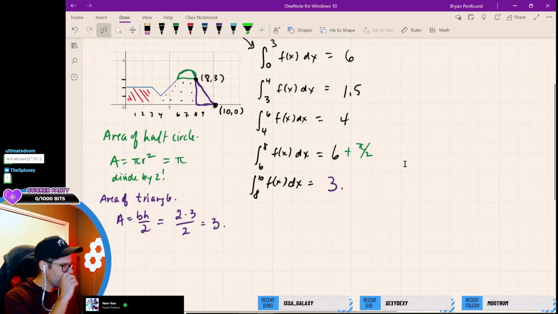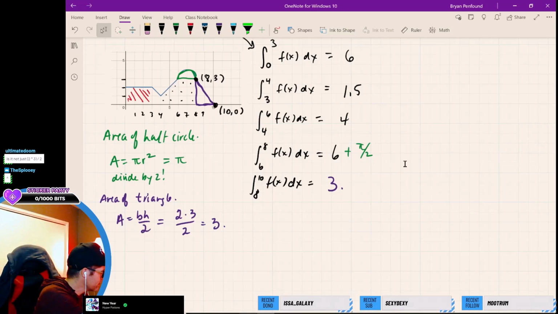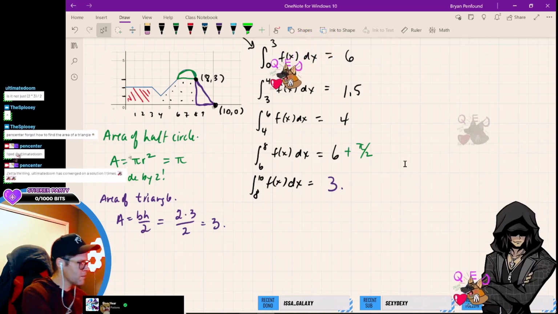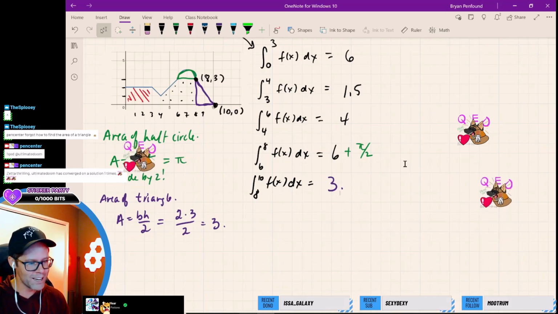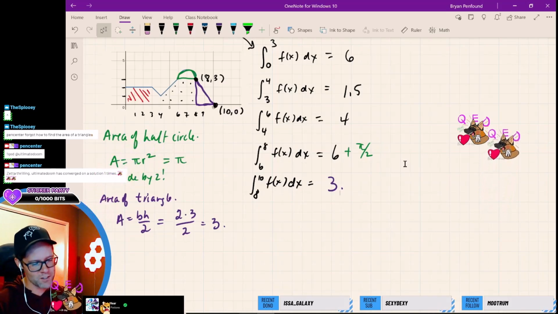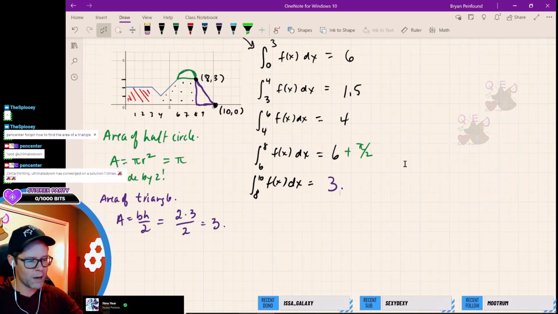Yeah, okay, that's what I got too, Ultimate. Sweet. Okay, great. Thank you for the vote of confidence that I'm thinking about things correctly. QED. I forgot how to find the area of a triangle. I was like, how do I find the equation of this line? And I'm like, oh, this is much easier than what I wanted to do.